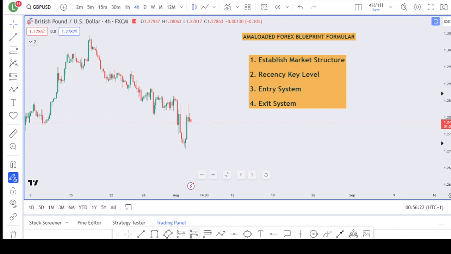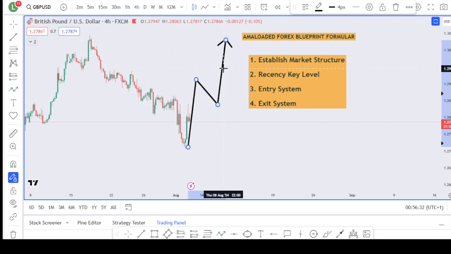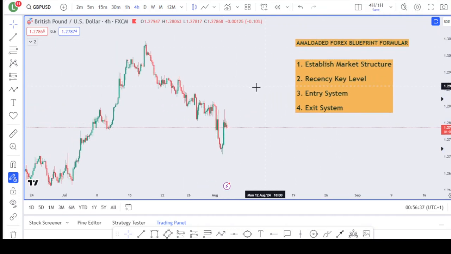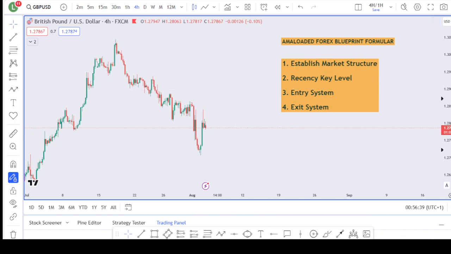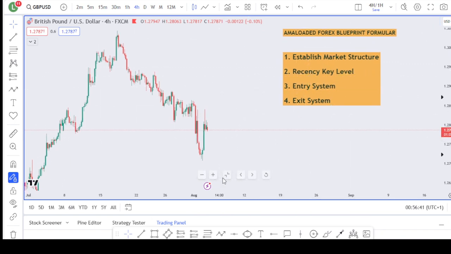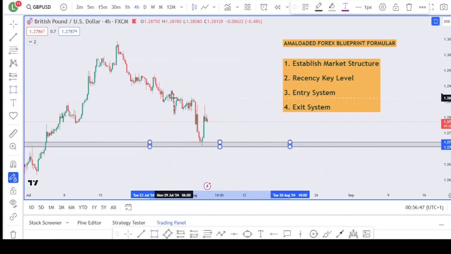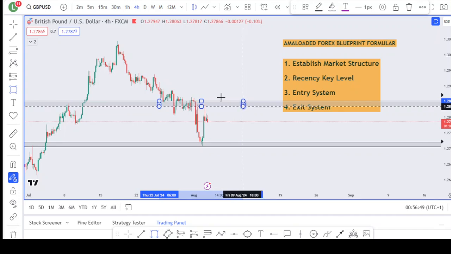Or if that does not happen, then we're expecting this market to take out this lower high here during this bearish market condition, then give us a pullback so that we can take another buy opportunity to continue the bullish sentiment. Now, the next thing that we have to establish is our recency key level zone here. Looking at this price action, you agree that we have a support zone here, and then we have a resistance zone here, right?